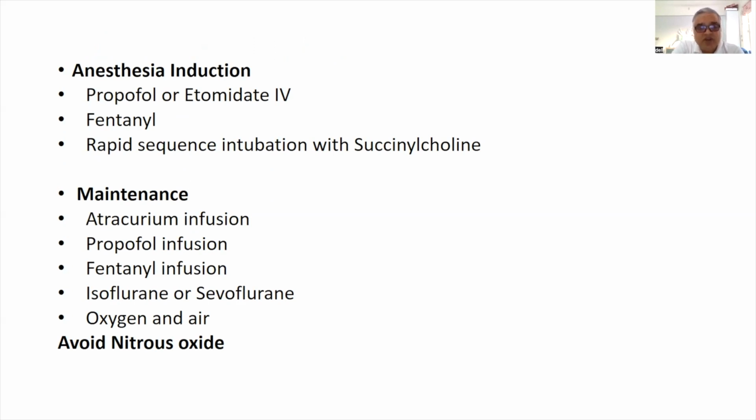Maintenance on atracurium infusion, we use propofol infusion because we have good control of blood pressure in this situation. If the hypertension is profound, then we stop propofol infusion for the time being and shift to sevoflurane, and then we continue propofol as and when required. Fentanyl infusion, not very commonly in donors we do use fentanyl infusion, but in recipients we have stopped using it.